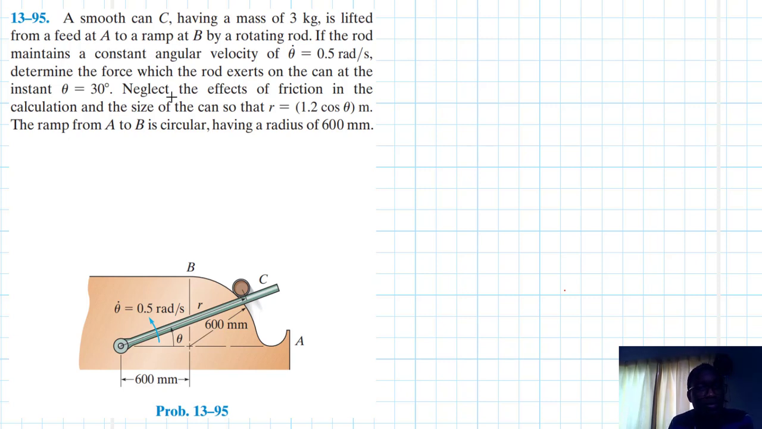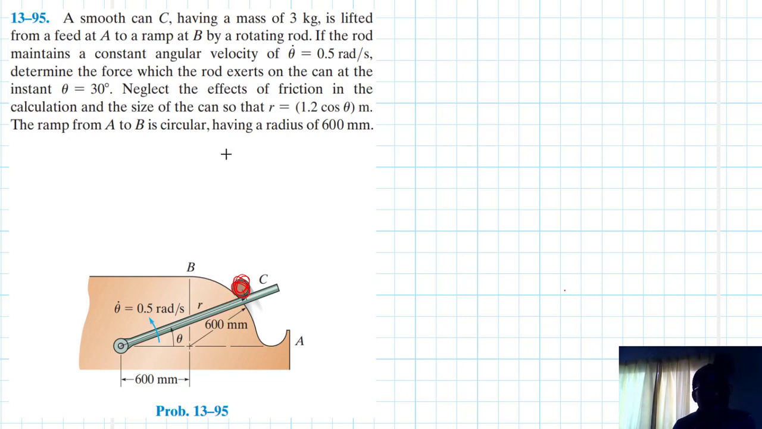This problem is coming from Engineering Mechanics and Dynamics, 14th edition, by R.C. Hibbeler. In this problem, we have a smooth cane and it has a mass of 3 kg. This is the cane here. Then we've been given the constant angular velocity.